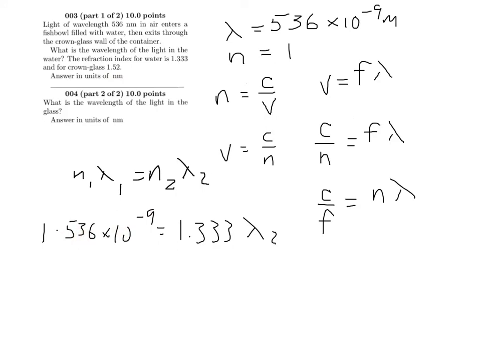I could just have 536, because if I want to answer in units of nanometers, I can just leave it in that, because now I've got n1 lambda 1 equals n2 lambda 2. If I put in lambda in nanometers, I'll get out lambda in nanometers. So if I'm smart, I'm just going to leave out the 10 to the minus 9, and then I'll get lambda 2 in nanometers, and that's what I'm looking for. Same thing for part number 4.